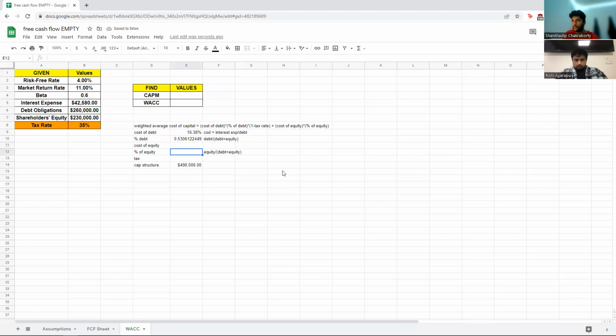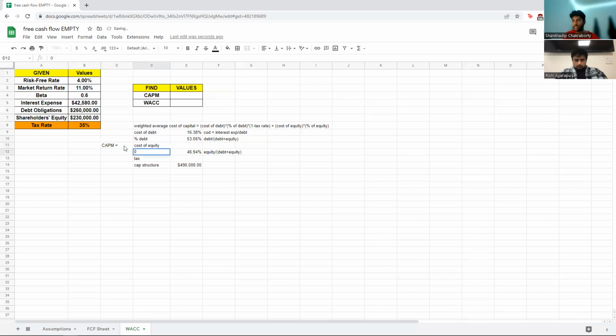We get about 0.53, or 53%. For percent equity, we do the same thing, but this time with shareholders' equity over the total capital structure. I'm going to convert those to percentages again just to make it more readable. And yeah, that's about what it is, 53% and 46%. Notice how they both add up to 100 because both of them combined is the total capital structure of the firm. Now for cost of equity, this is what we need CAPM for.